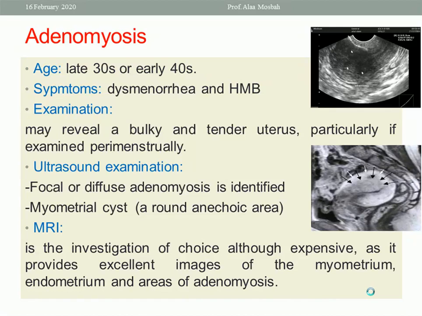Also, we can see different signs by ultrasound like myometrial cyst or asymmetric thickness of the anterior and posterior wall, or heterogeneous echogenicity of the muscle wall of the uterus, as in this picture by ultrasound. MRI is the investigation of choice with high accuracy in diagnosis of adenomyosis, but it is expensive. It provides excellent images of the myometrium, endometrium, and the areas of adenomyosis.